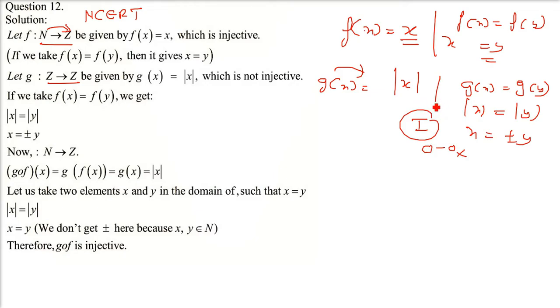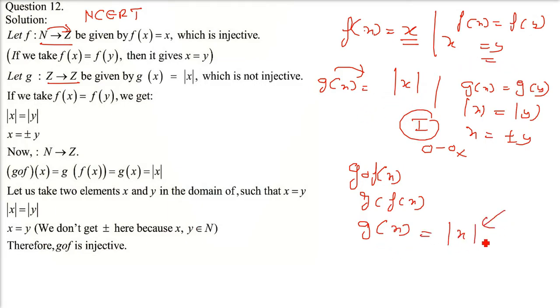Now let us see whether gof x is injective or not. But remember, we are dealing with natural numbers. We are dealing with natural numbers here. So gof x is g of fx. Fx is x. So in place of fx, put x. So gx is mod x. Now in place of x, put mod x. So you get mod x.